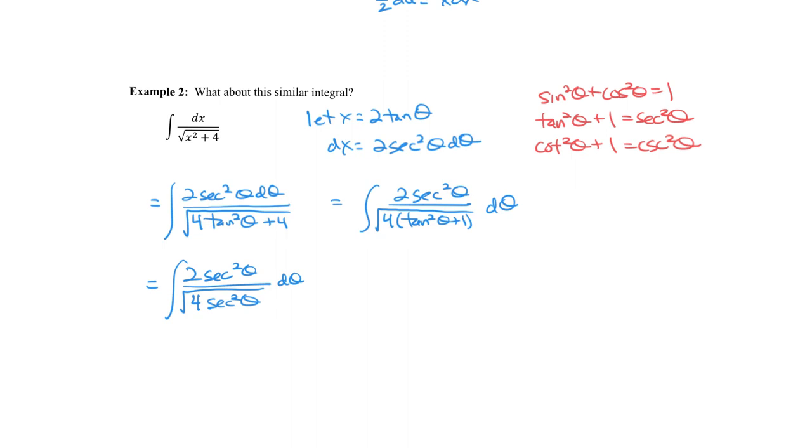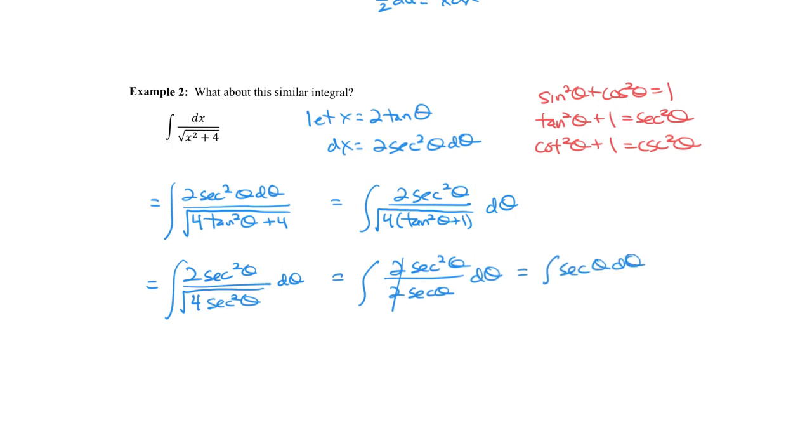All right, well, we can see that these are both perfect squares. I can take the square root of 4 and get 2, the square root of secant squared and get secant. So if we do that, we'll get 2 secant squared theta. And here we'll get 2 secant theta d theta. And we can see that the 2's will cancel. All right, those will cancel. And we'll basically just get secant theta d theta.